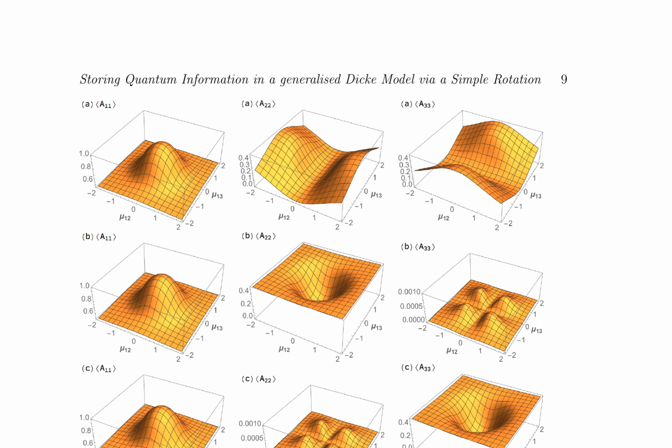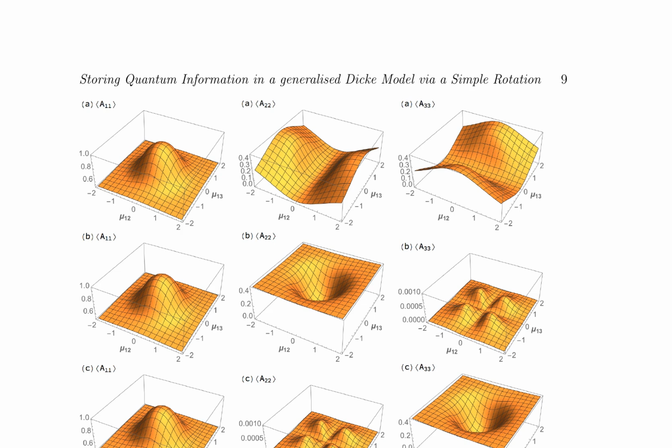The research paper explores the concept of storing quantum information in a generalized Dicke model through a simple rotation. The study focuses on 3 atomic configurations: Xi, Lambda, and V. To understand the phase diagram of the system, the fidelity between neighboring states is calculated using equation 11. This fidelity is then used to detect abrupt changes in the ground state of the system as control parameters are varied.